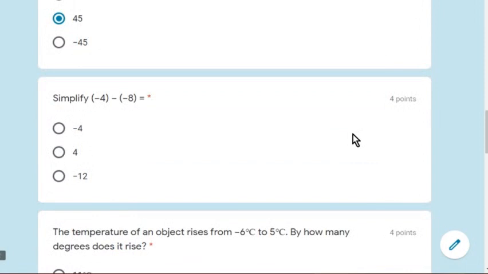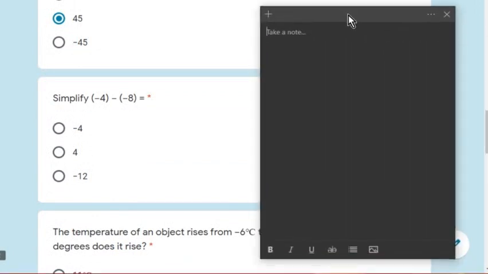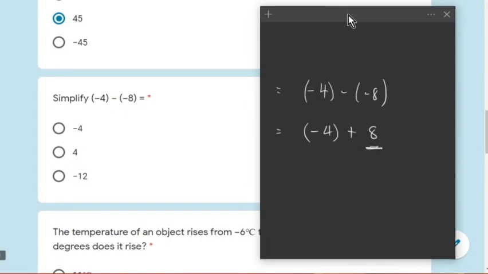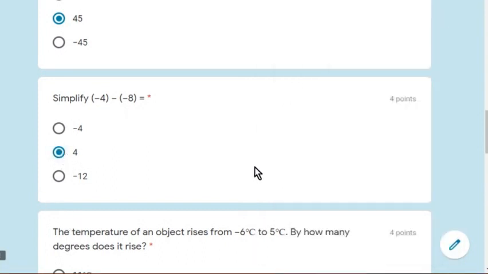Negative 4 minus negative 8. When we have minus negative, it turns to plus. So this is just the same as negative 4 plus 8. And when we are solving this, we just subtract, and then our answer should be positive because the positive number is big. So this is 8 minus 4, and the answer is positive 4. So there we have it. Our answer is positive 4.